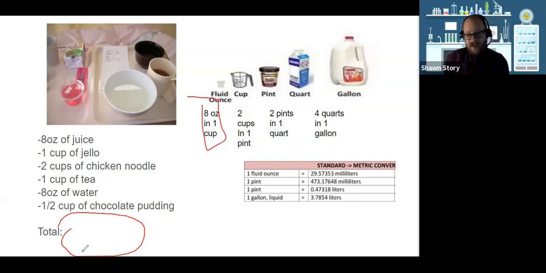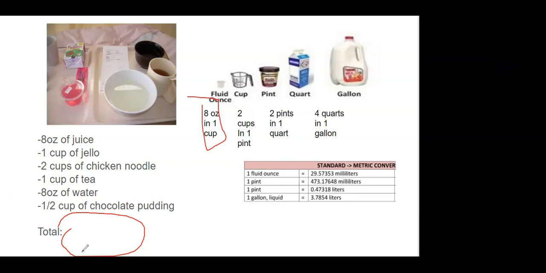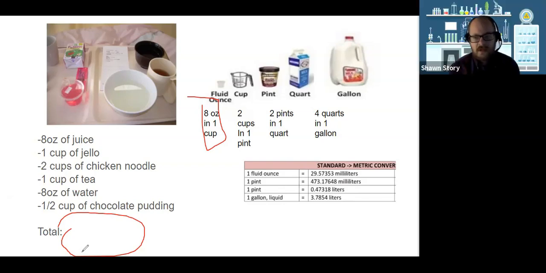Go ahead and solve that. I'll give you a few moments. Use a calculator if you need to. Go ahead and let me know when you're finished.